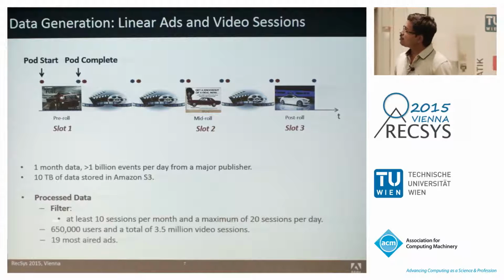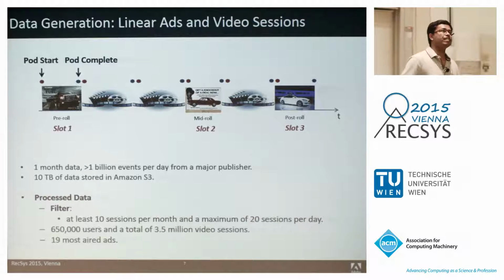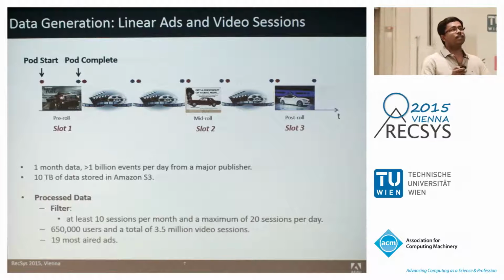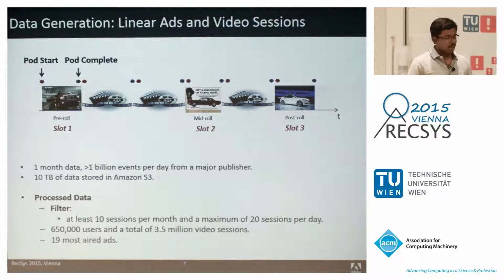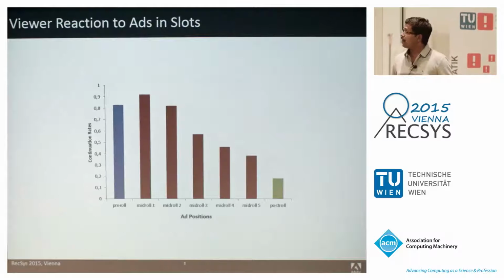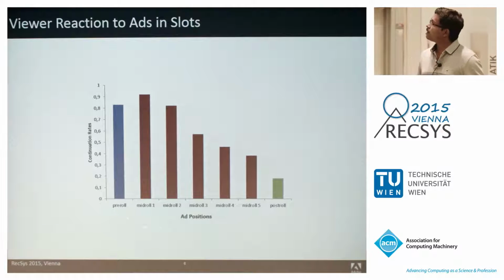The reason we looked at so many users was to see how the retention of ads is affected and what the contribution of slots is on ad continuation. So the next diagram, or graph, is actually the crux of our algorithm. You can see that you have one pre-roll, multiple mid-rolls, and a post-roll. And what you see here are continuation rates.